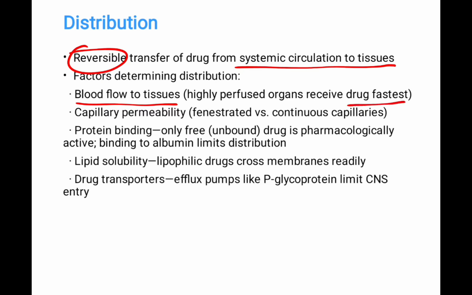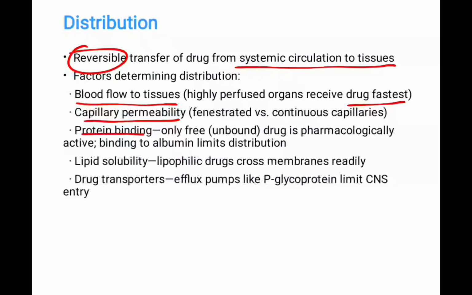Drug fastest compared to an organ that is less perfused. Capillary permeability. We have fenestrated capillaries, we have continuous capillaries. Now, how? Because the exchange of these drugs from the blood to the tissues occurs at the capillaries. Now, these capillaries, how well are they permeable? It affects the distribution of a drug.